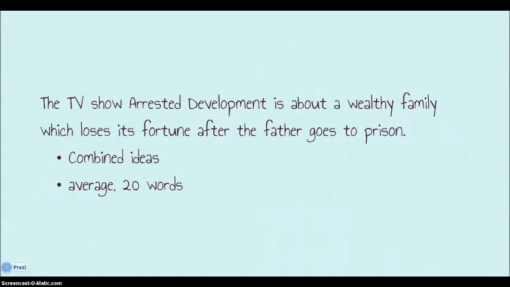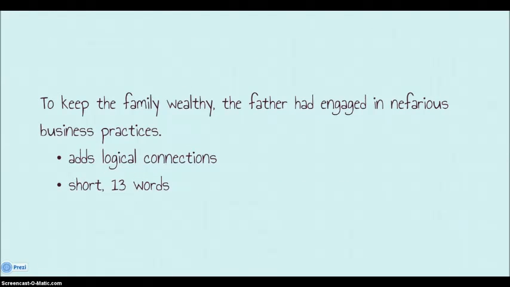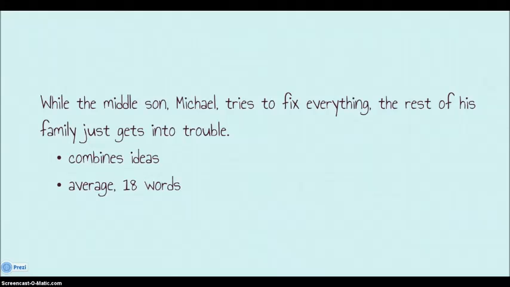In that very first sentence, we have combined the two ideas, and it's an average length. It's about 20 words. So we're starting off with average. Moving on to the next sentence, we have more of a logical connection here. In order to keep the family wealthy, that's why the father engaged in those nefarious business practices. And this is a short sentence, 13 words, but it's variety from the average sentence we had before. Moving on to the next part, we have while the middle son, Michael, tries to fix everything. So now we've added a dependent clause here to the beginning. We've shaken up the sentence structure. It also combines those ideas, and this is an average sentence at about 18 words.